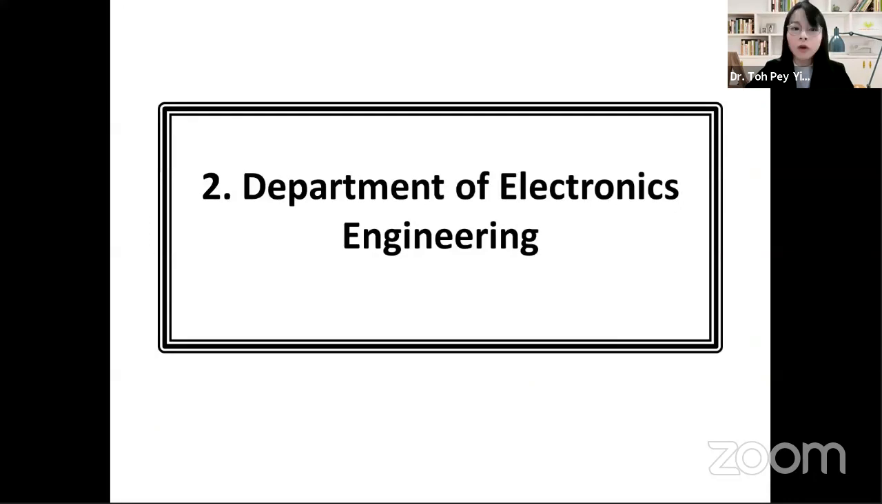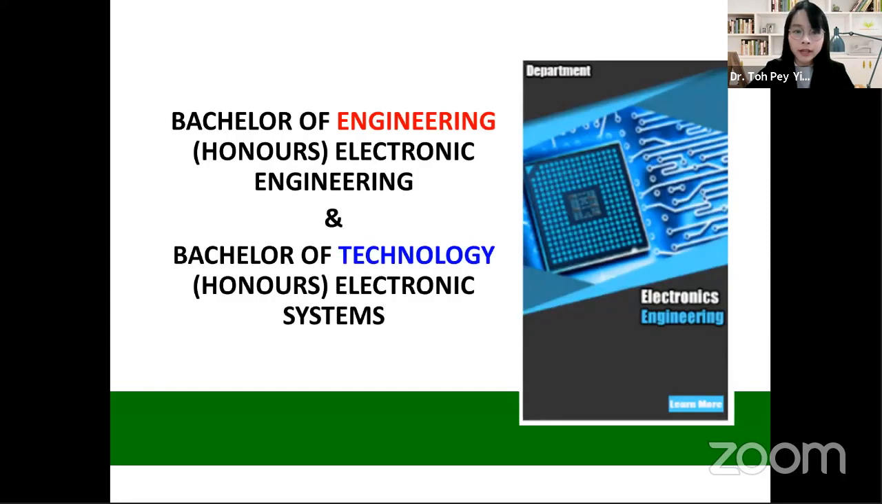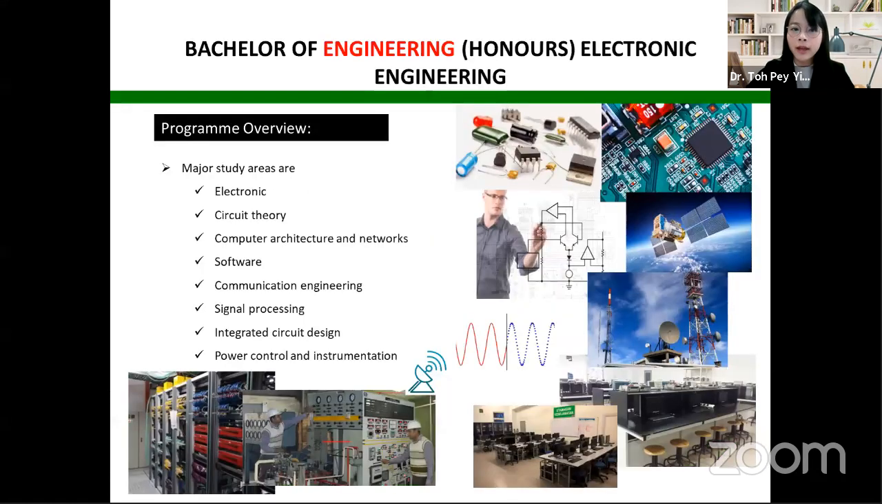And then now I will continue with the Department of Electronic Engineering. The Department of Electronic Engineering offers 2 programs. One is an engineering program, another is technology. So I will start with engineering first. As we all know, an engineering program is a 4-year program. So this is electronic engineering.